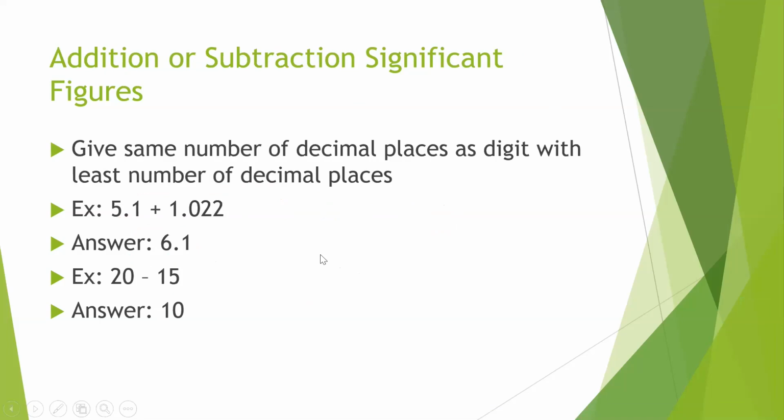But addition and subtraction, they're kind of different. For them, you have to give the same number of decimal places as the digit with the least number of decimal places. So we don't care about significant digits. We care about the least number of decimal places. So what place is the first one? How many decimal places do we report to for the example 1?